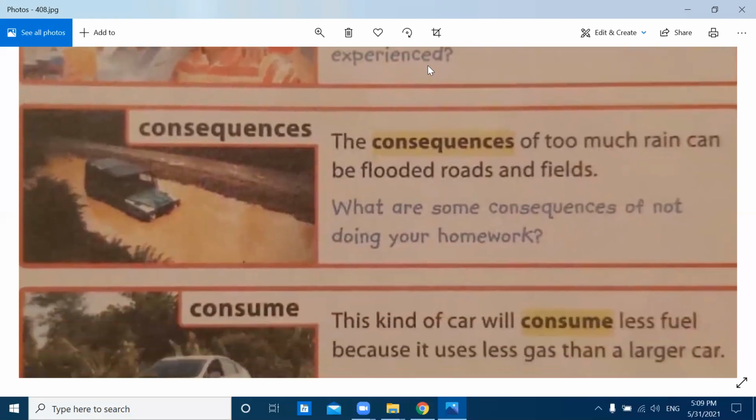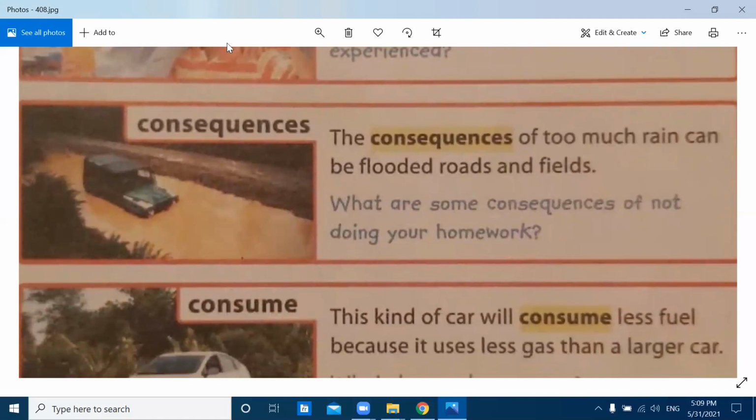Consequences. Consequences are the result of an action or an event. So it's what happens when an action or an event takes place. Like in this picture, it says the consequences of too much rain can be flooded roads and fields. So the result of having too much rain can be that the roads and the fields are flooded.